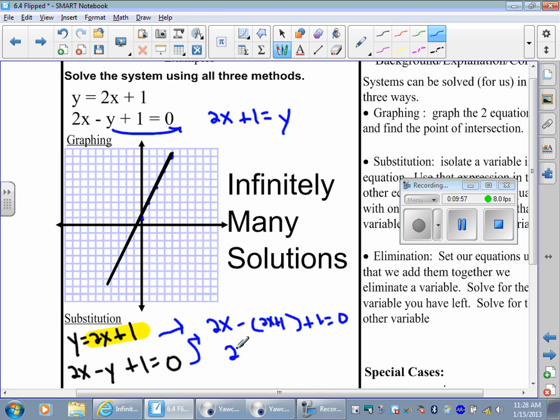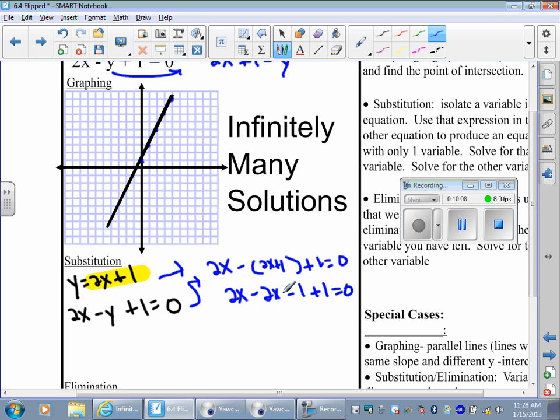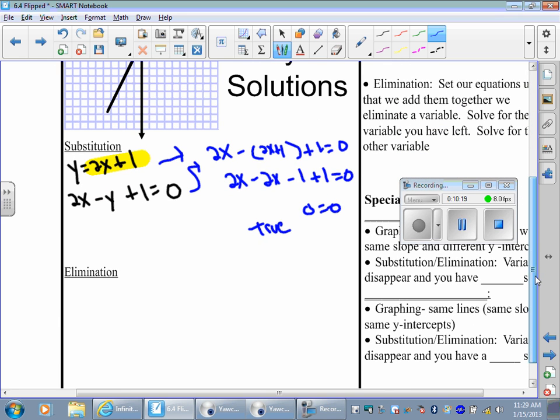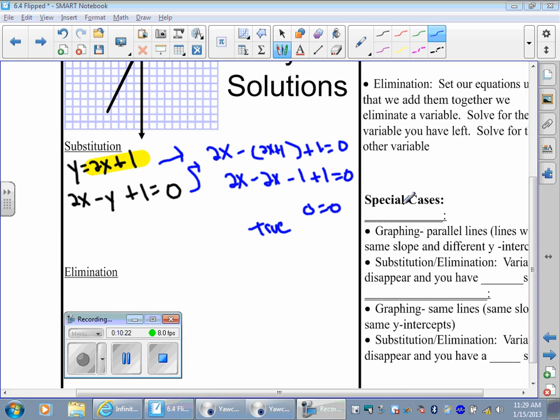Now if I solve that, I get 2x, distributing the negative, minus 2x minus 1 plus 1 equals 0. Combining like terms, 2x minus 2x is 0x's, so those go away, and negative 1 plus 1 is 0, so I'm left with 0 equals 0, which is a true statement. So, in terms of our special cases, we summarize our notes as this: infinitely many solutions. We just saw that by graphing, it turned out they were the exact same lines.